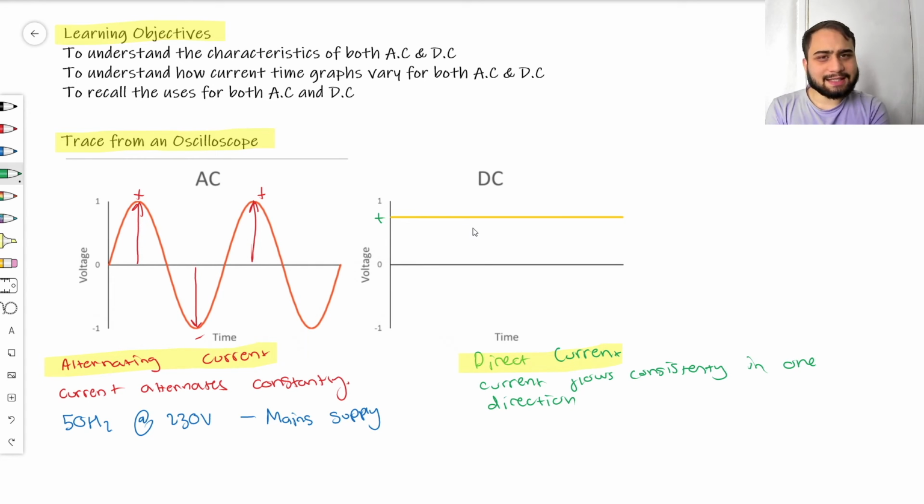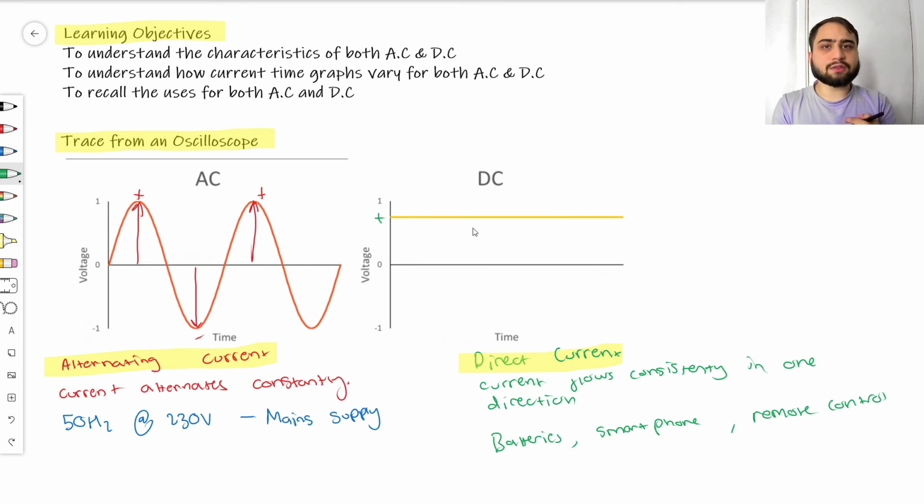Okay, so where's DC current used? We know that AC is in our main supply, while DC is what batteries, such as your smartphone, or just remote control batteries, output. Those batteries output DC current, and that makes sense, right? Because you want a constant flow of power going towards your device. You don't want the current to switch directions 50 times in the main supply case every second. In fact, most of the devices that you plug into mains have something called a DC rectifier in them, which means that they convert the AC trace into a DC trace. But that's just a little bit of extra information for you.